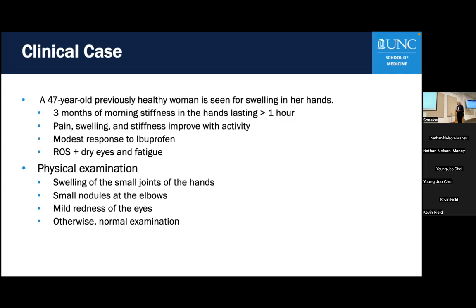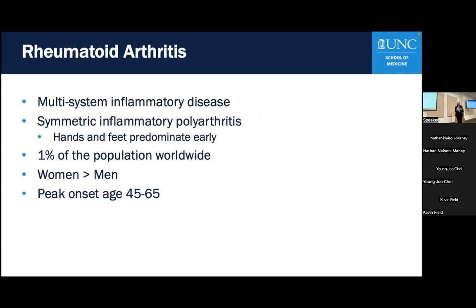And you do a physical examination and you notice that there's swelling of the small joints of the hands. She's got some nodules here at her elbows. Her eyes are a little red, but otherwise her examination is normal. And we're going to come back to our patient at the end. But we're going to jump into our talk on rheumatoid arthritis.